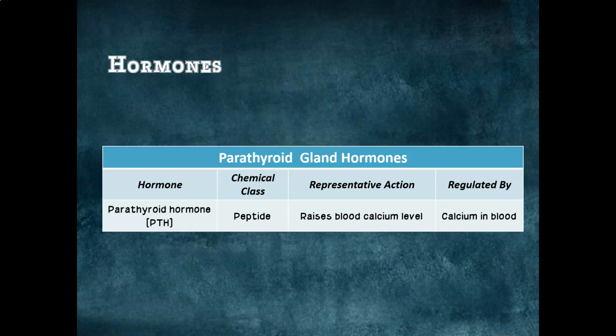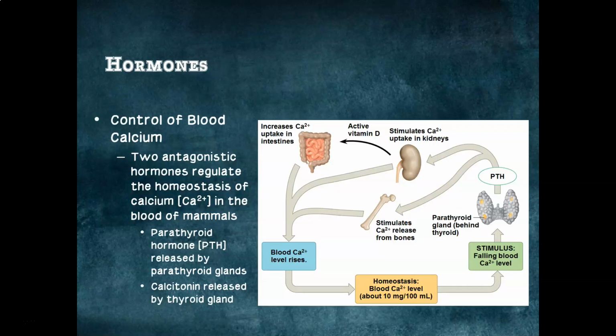So they are antagonistic hormones to each other. So they are both regulated by the level of calcium in your blood. And so they also work in a feedback loop. So they are antagonistic hormones that are designed to maintain homeostasis of the calcium in your blood. So if you take a look, you've got calcium intake channels in your intestines. You've also got uptake in your kidneys.